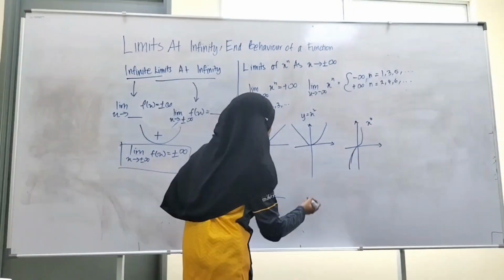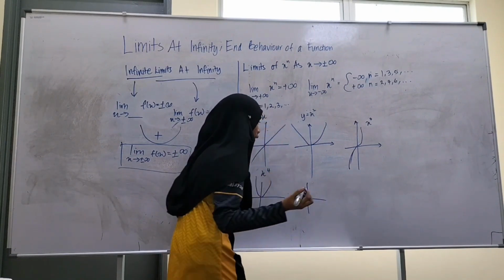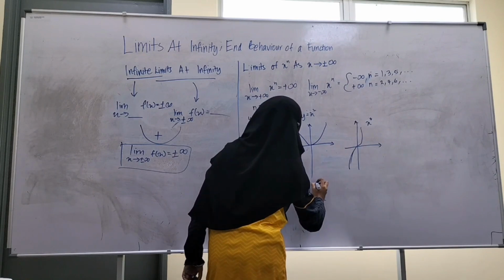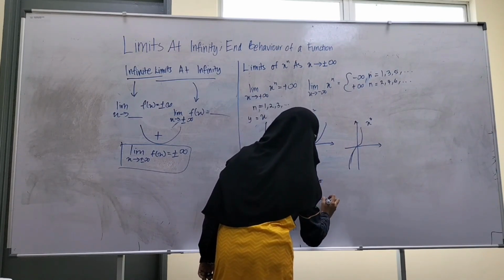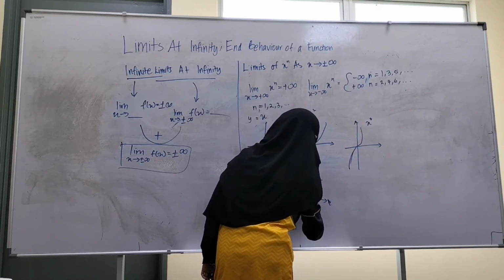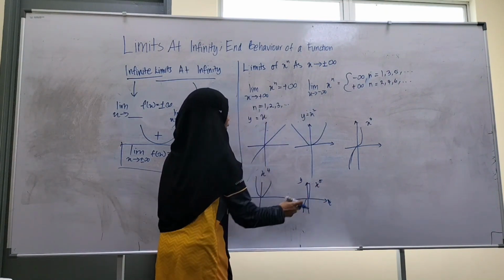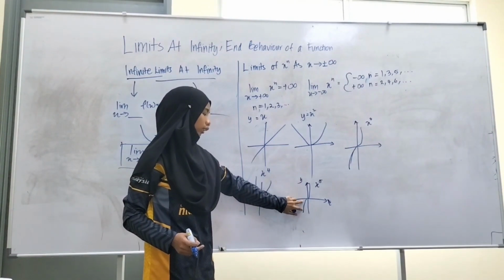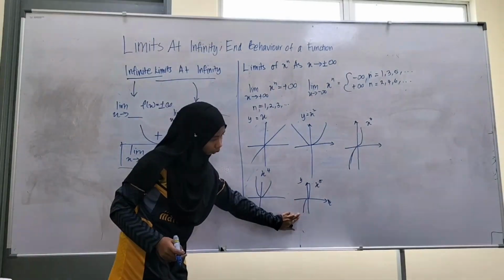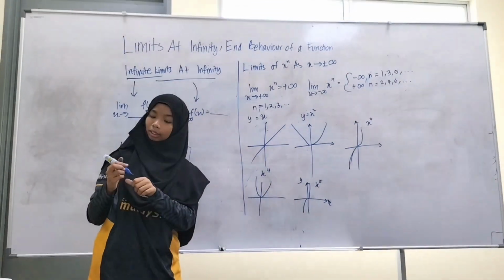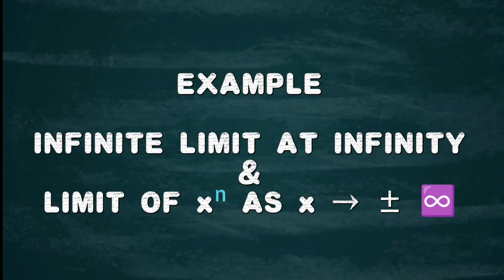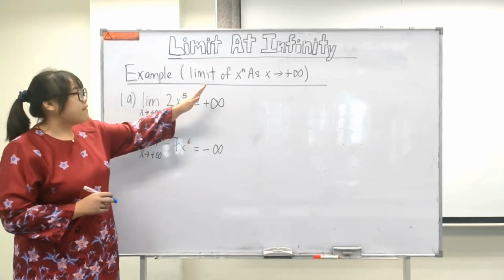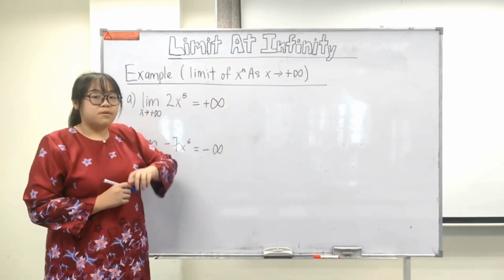Well, x to the power of 5, for clarification's sake, it's just going to be an even narrower version of x cubed. This is x to the power of 5. So when x approaches positive infinity, it increases, it's positive infinity. When x moves to negative infinity, it goes to negative infinity. Follow the graph. See? It's very simple. So this is an example of the limit of x to the power of n as x approaches positive infinity.